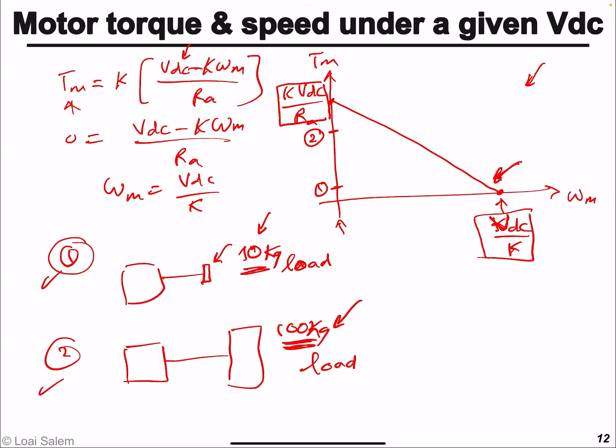For case 1, it requires a small amount of torque, so the angular velocity of the motor at steady state will be at a high value, omega m1. While for the second case, with 100 kilograms, it is a 10 times larger load, which will require a 10 times larger torque, you may say. And so it will produce a steady state angular speed in case 2 that will be much smaller than case 1, right?